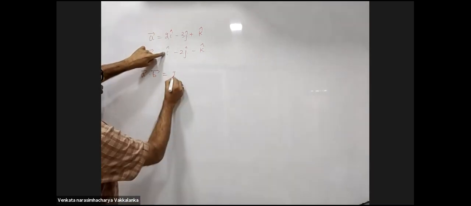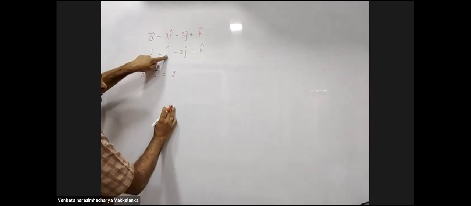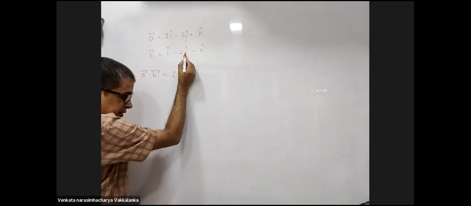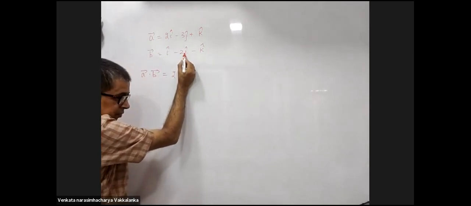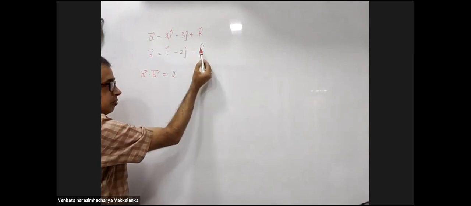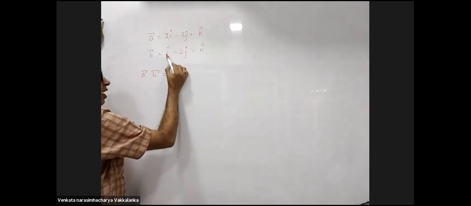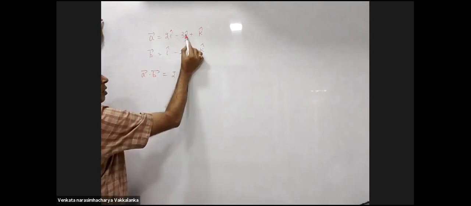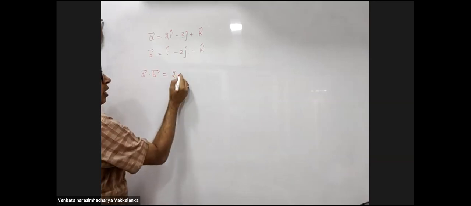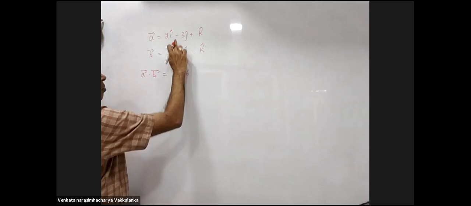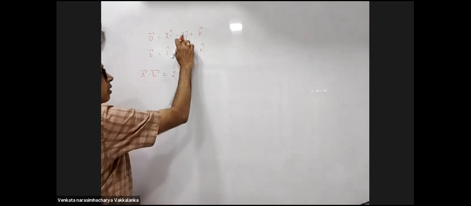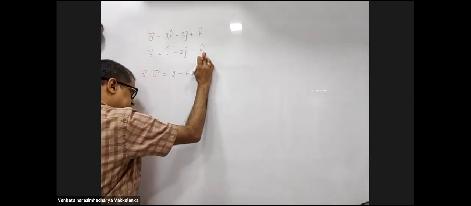2 into 1 is 2. i cap dot i cap is 1. i cap dot j cap is 0. i cap dot k cap is 0. j cap dot i cap is 0. k cap dot j cap is 0. So for j, minus 3 into minus 2 into 1. j cap dot k cap is 0.